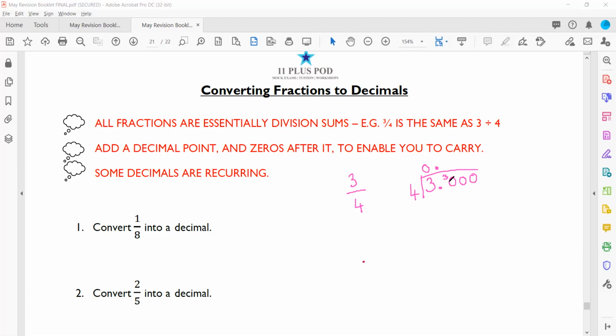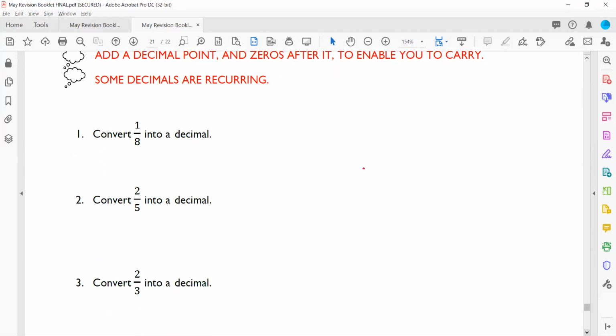Now 4 will go into 37 times, because 4 times 7 is 28. You would then have a remainder of 2 to carry across, and 4 will go into 25 times exactly. So 3/4 as a decimal would be 0.75. So just remember, to convert fractions into decimals, you just do a division sum, where you're dividing the numerator by the denominator.